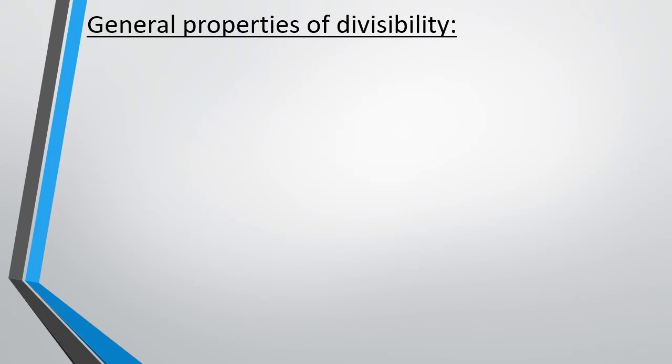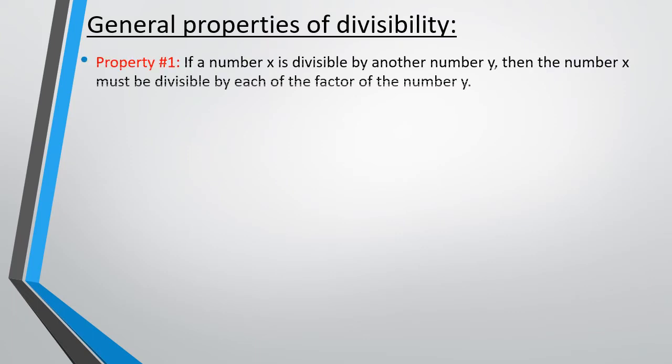General properties of divisibility. Now we have 4 different properties of divisibility. Let's see one by one. Property number 1. If a number x is divisible by another number y, then that number x must be divisible by each of the factors of the number y as well.